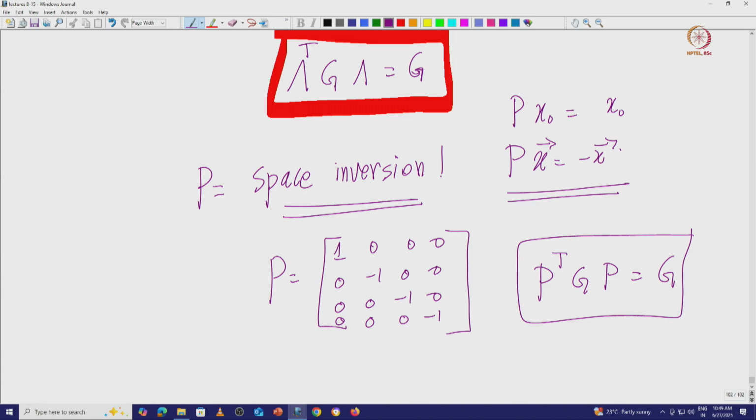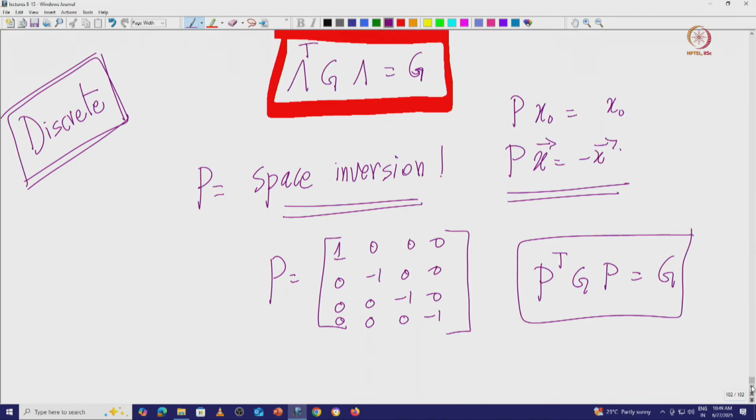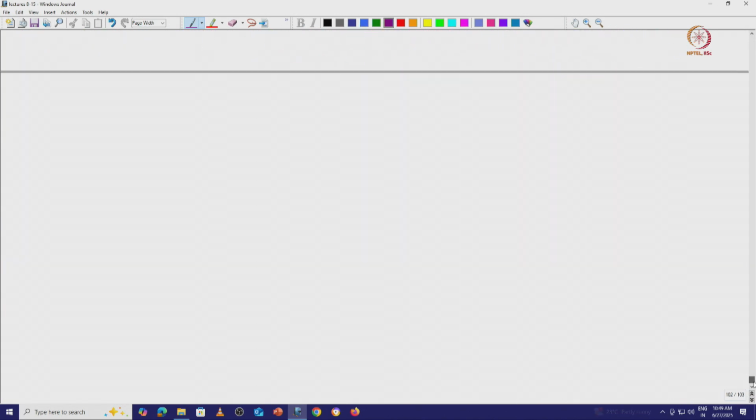The first discrete transformation, this is discrete. I keep repeating this because it is important. This is discrete, so it means that it is not like a continuous part essentially. This is called space inversion. The second discrete part is called time inversion.